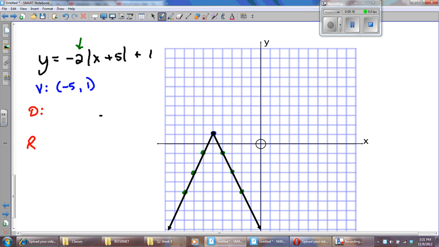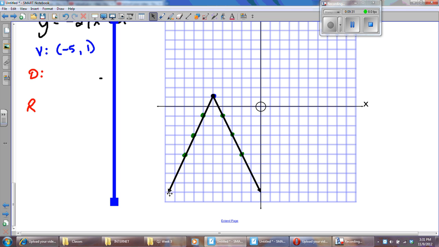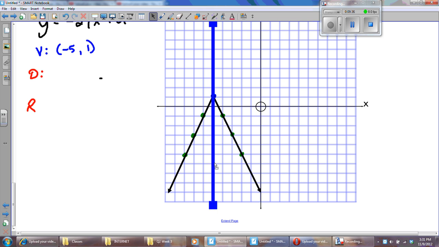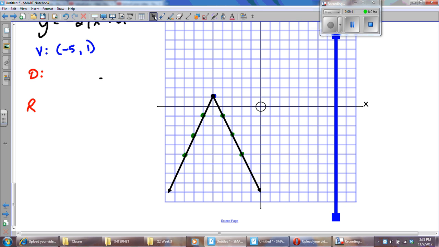All right, now for my domain, again, I'm going to use a vertical line, and I'm going to see, can x be a really small negative, like -1,000,000? Sure it could, because if I go out here, eventually that black line will intersect it. Eventually they'll cross if I just keep extending. Okay, can it be 0? Sure can. Can it be positives? Yeah, because this ray is going to go forever, and eventually they will cross each other. So my domain is going to be all real numbers.